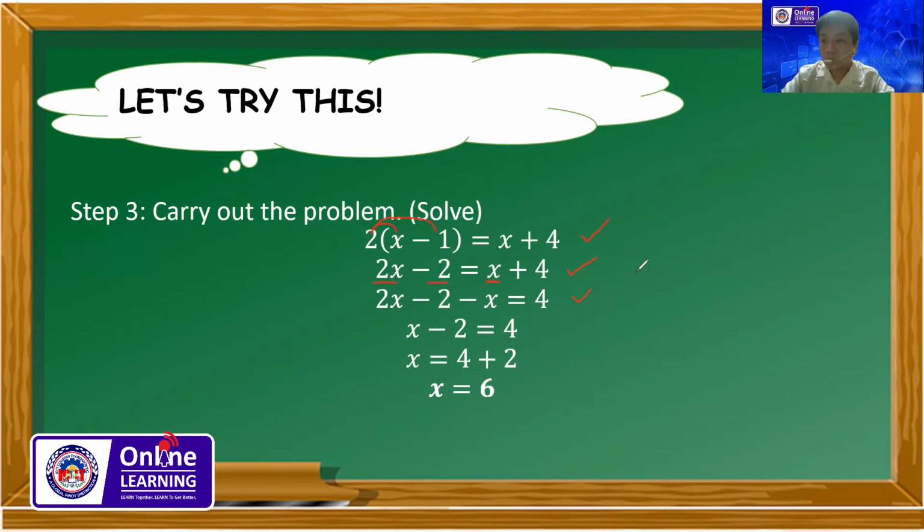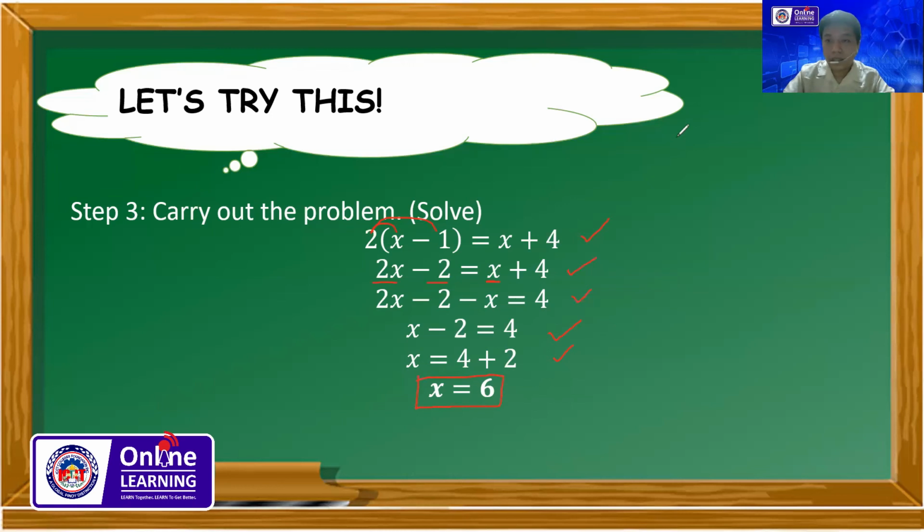And then after that, combine similar terms, which is 2x and negative x. So that's why we will come up with x minus 2 equals 4. And then in the fifth line, we will transpose negative 2 to the right side, changing the sign at the same time for us to combine similar terms. So it will become x equals 4 plus 2. Then the final answer for this problem is x equals 6. Okay, so the answer is x equals 6.